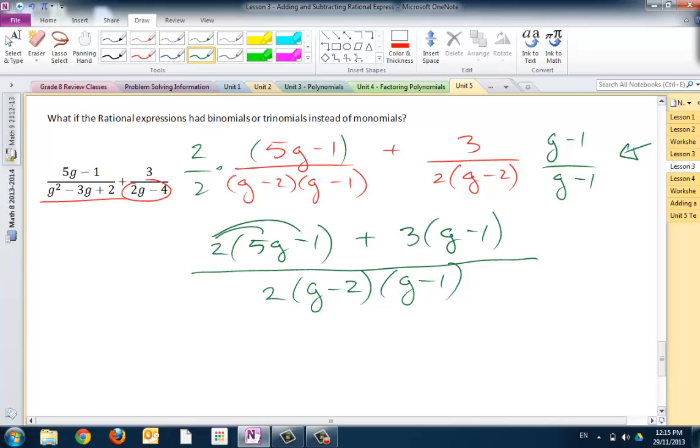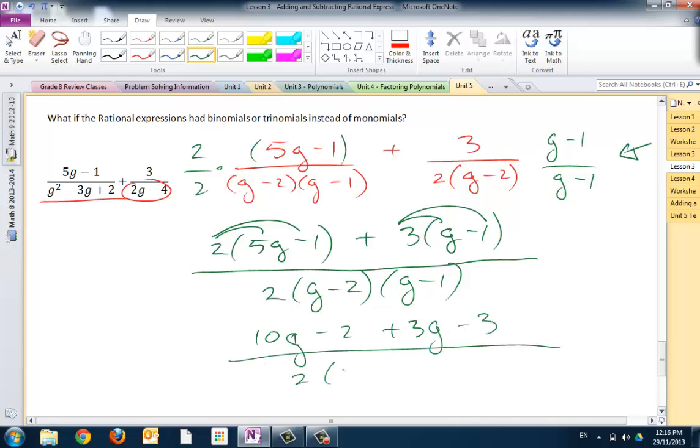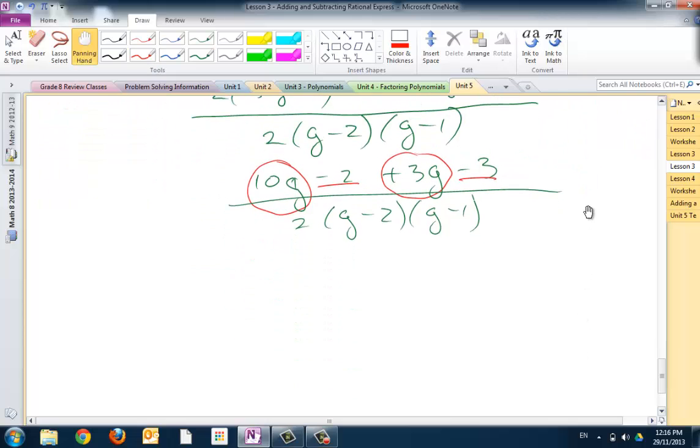I distribute, which gives me 10g minus 2 plus 3g minus 3, all over 2g minus 2, g minus 1. And then I can do some combining of like terms. And I can get 10g plus 3g is 13g, minus 2 minus 3 is minus 5, all over 2g minus 2, g minus 1.